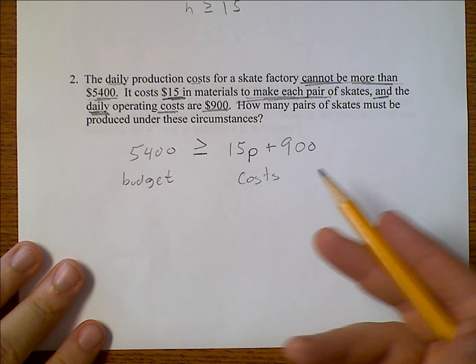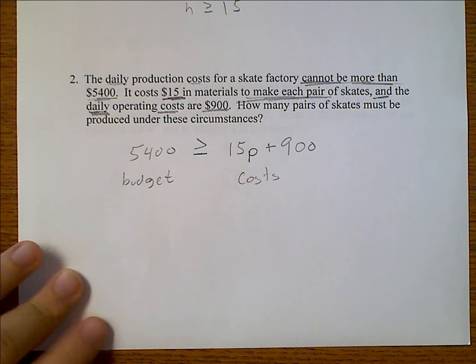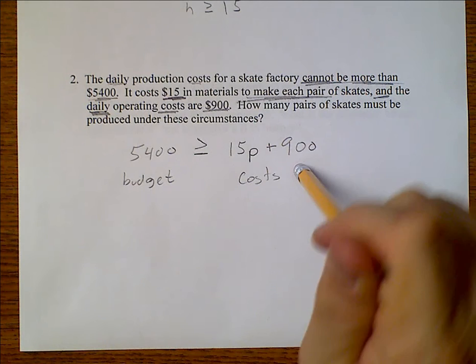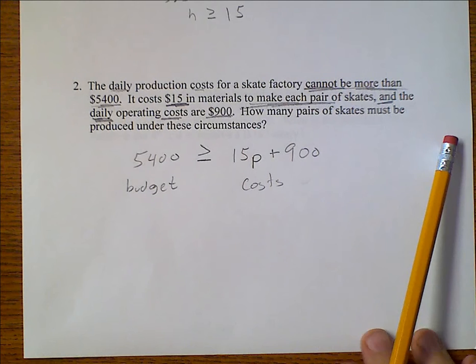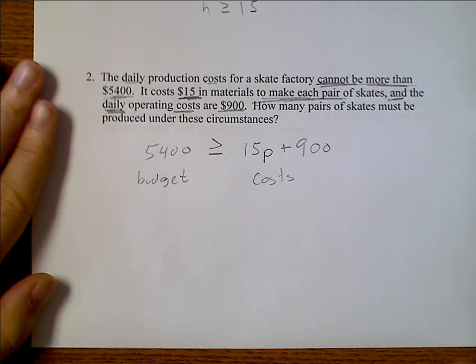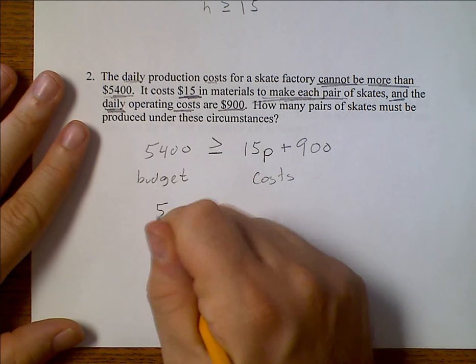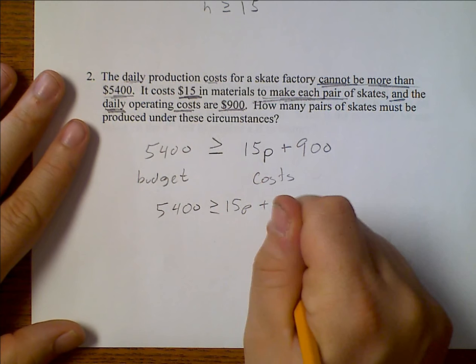If our budget is smaller than what we spend, then we've gone over budget, and I don't have enough money to pay my employees that day. So I want to make sure that I keep my daily costs below my daily budget. And so that's my equation, and now I need to figure out what p is. So 5,400 greater than or equal to 15p plus 900.